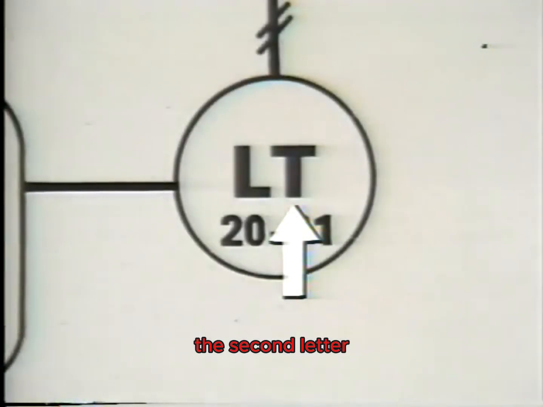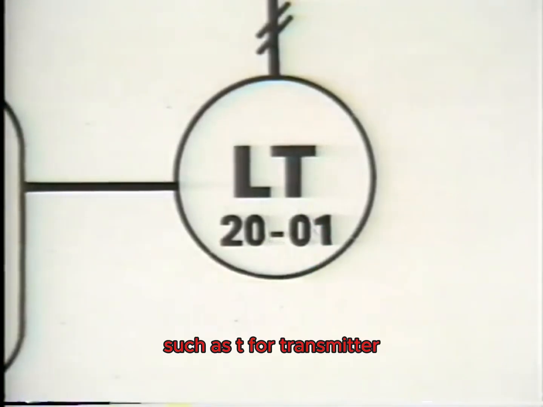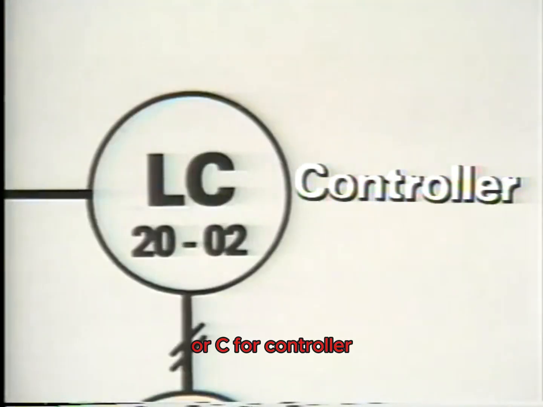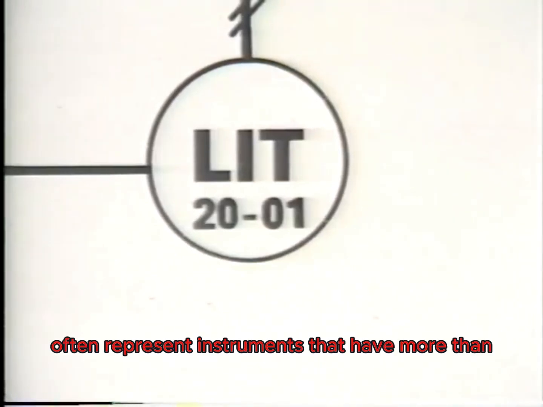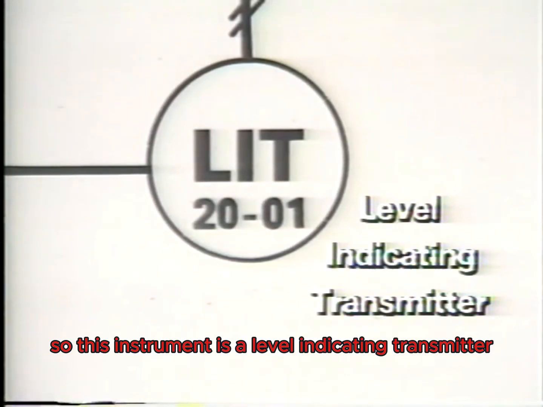The second letter normally identifies the function of the instrument, such as T for transmitter, or C for controller. Symbols that contain more than two letters often represent instruments that have more than one function. For example, the I here identifies an indicating function. So this instrument is a level indicating transmitter.